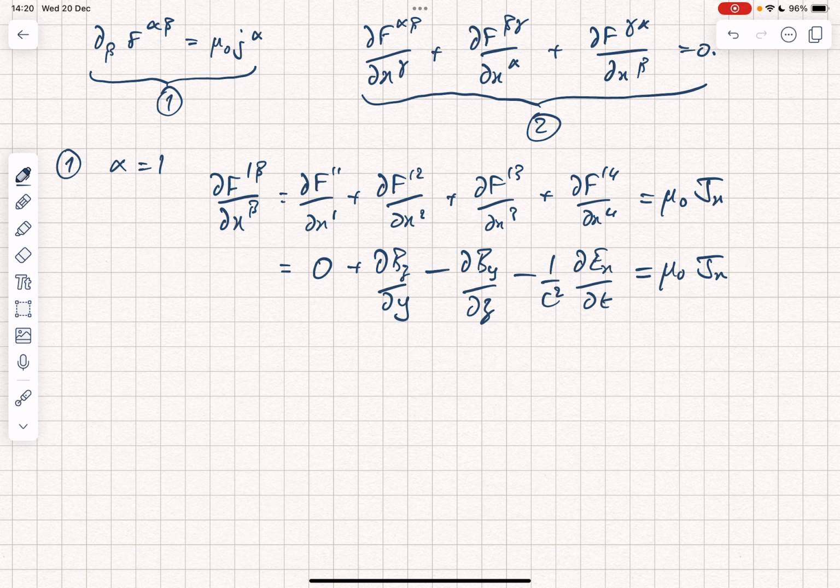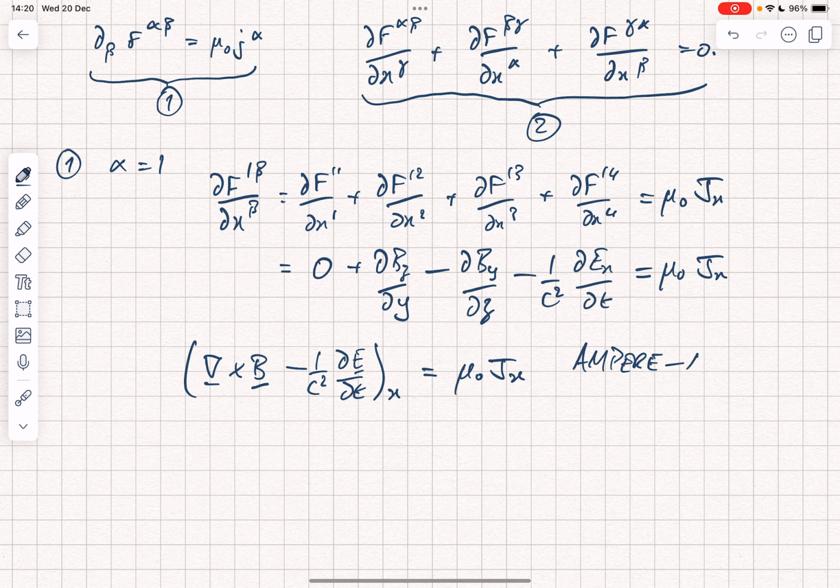And if we just gather terms and rewrite that, then what we can see is that the left-hand side is just the x component of curl B minus 1 over c squared ∂E/∂t. That's the x component, and that's equal to μ₀ J_x, which is, of course, the Ampère-Maxwell equation. That's the x component of the Ampère-Maxwell.